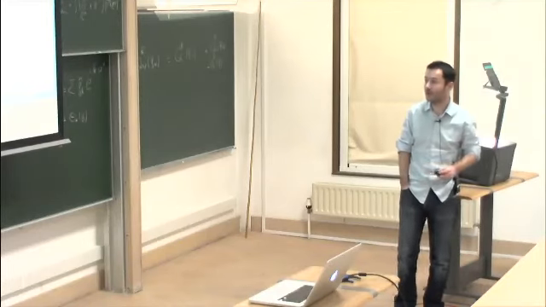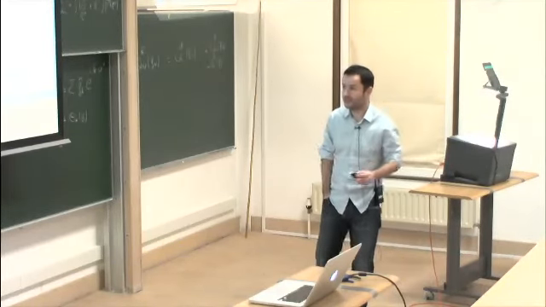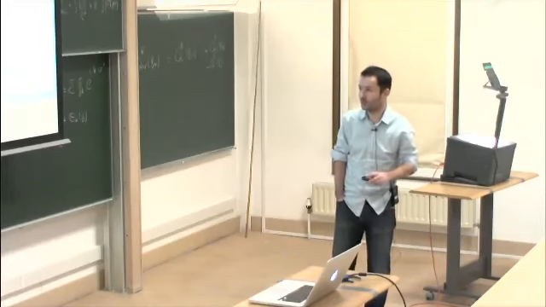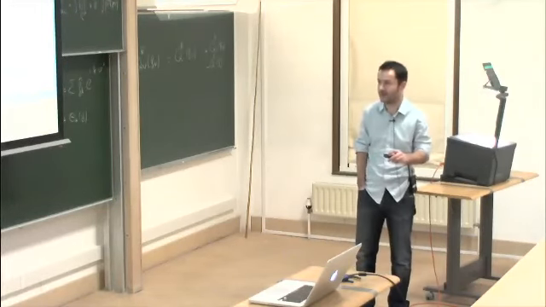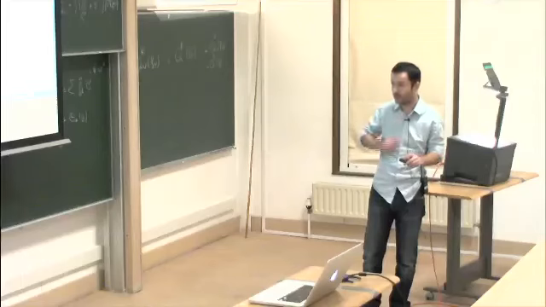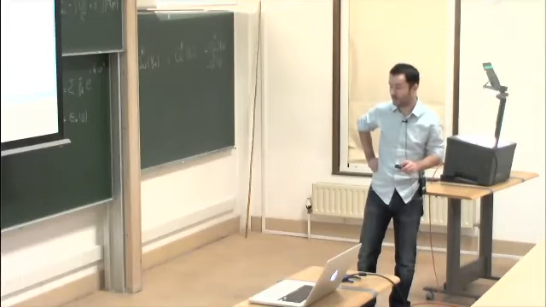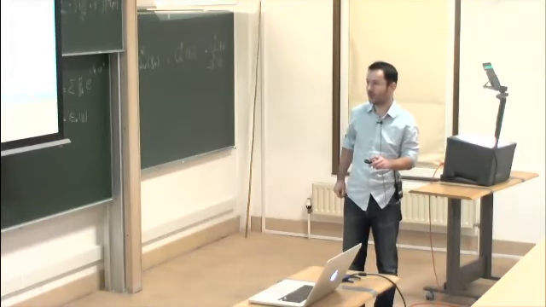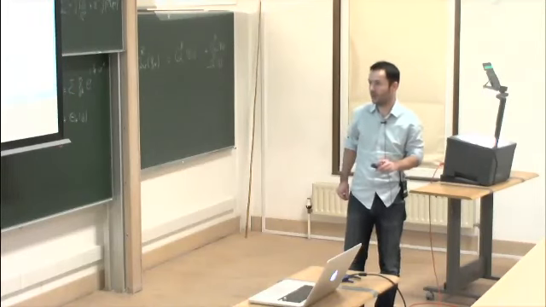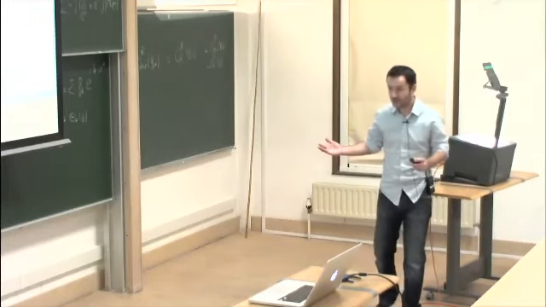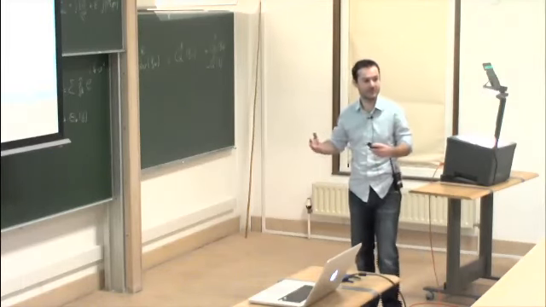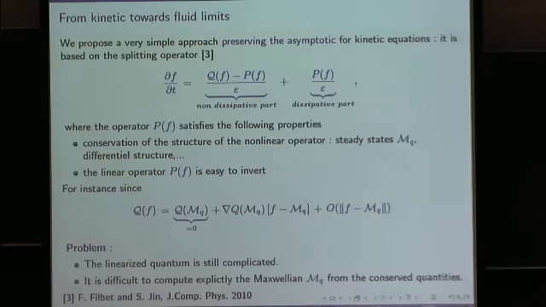So now, to find what P of f is, the first idea, of course, is to perform a Taylor expansion of the operator Q of f to linearize it around the equilibrium M of Q. And so finally, you can choose your operator P of f given by this linear operator here. Unfortunately, this approximation is still a non-local operator, and it is very complicated to compute.